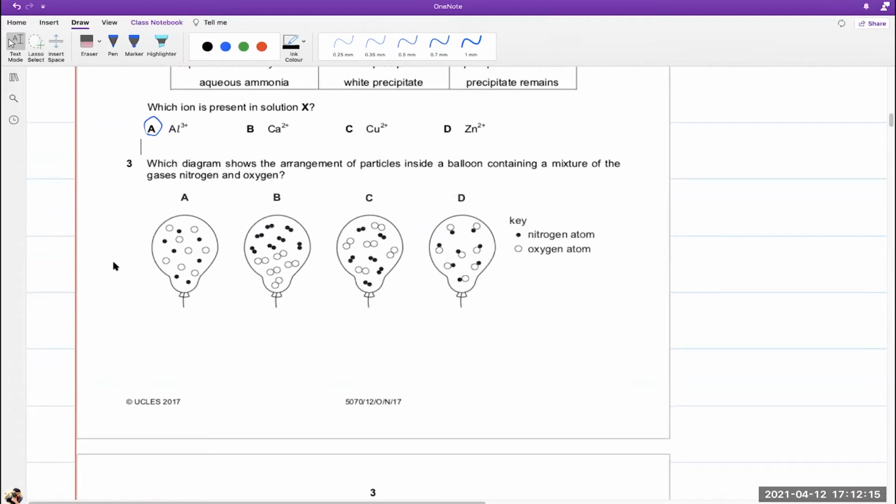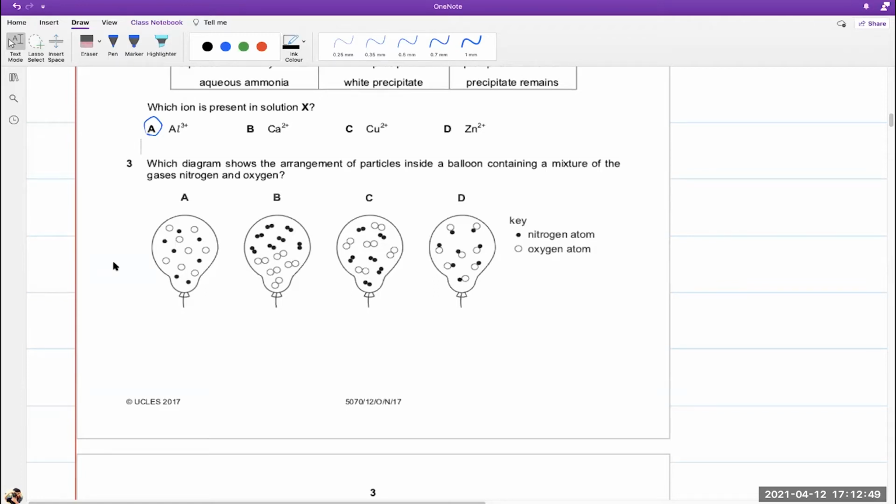Which diagram shows the arrangement of particles inside a balloon containing a mixture of gases, nitrogen and oxygen? So there are a couple of concepts being tested in this. Number one, the idea of diffusion or kinetic particle theory, that particles are moving at random. If somebody is not believing in that, then obviously they might choose B, because B is the one where they are not randomly arranged. There is a definite order: the white ones are on one side and black ones are on the opposite side. So that can't be right.